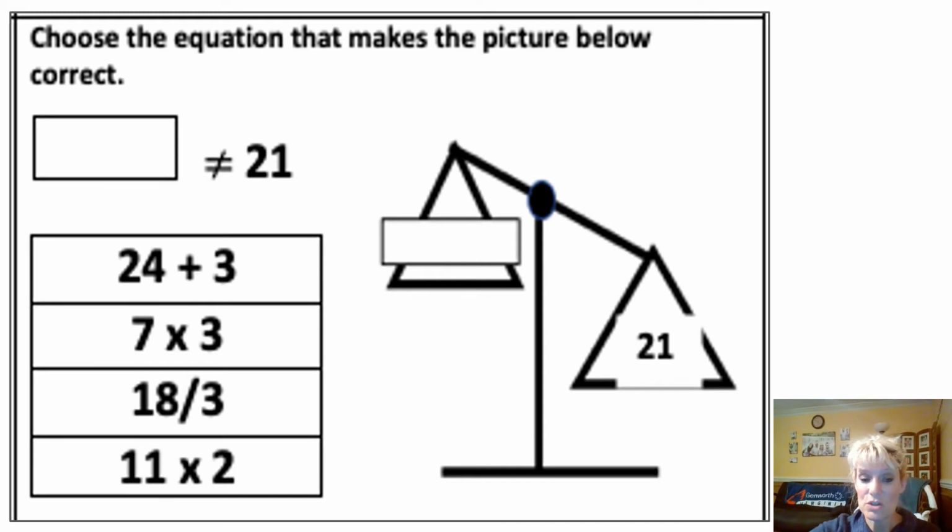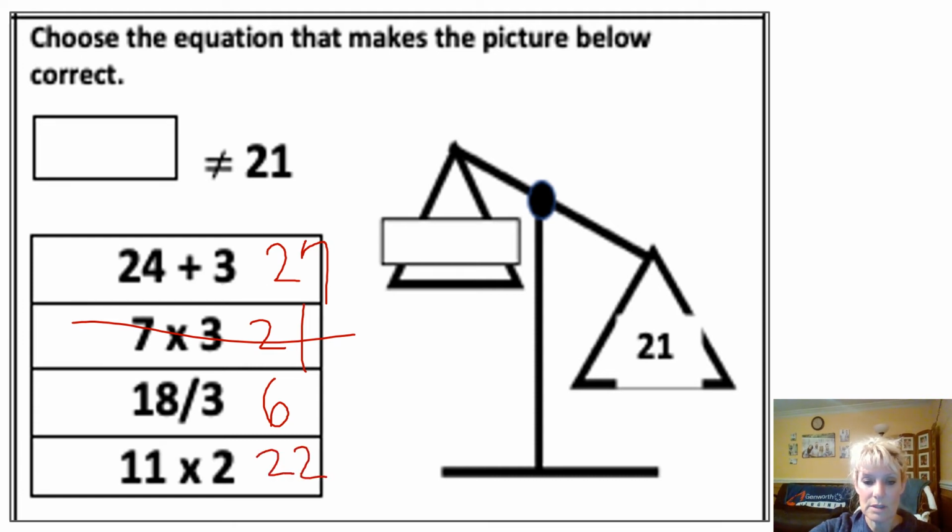Okay, did you start down at the bottom and did you make sure you figured out what each of these numbers equaled? 24 plus 3, you should have had 27. That does not equal 21, so it's a possibility. 7 times 3 is 21, so that's definitely not a possibility. 18 divided by 3 is 6 because 6 times 3 is 18. That's a possibility. 11 times 2 is 22. So that's a possibility because it's not 21.